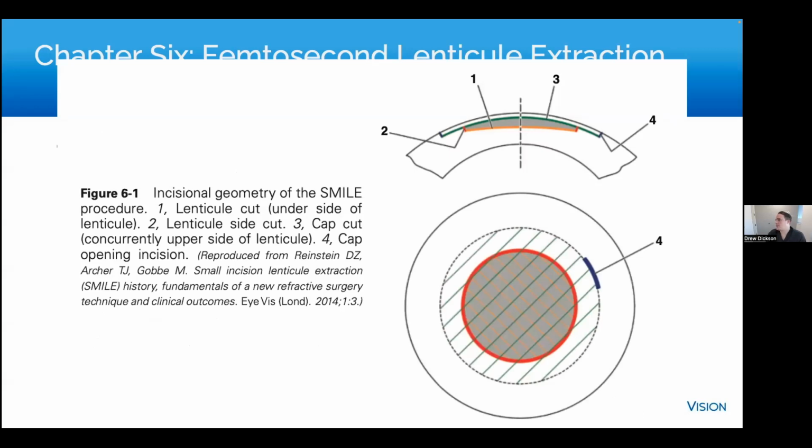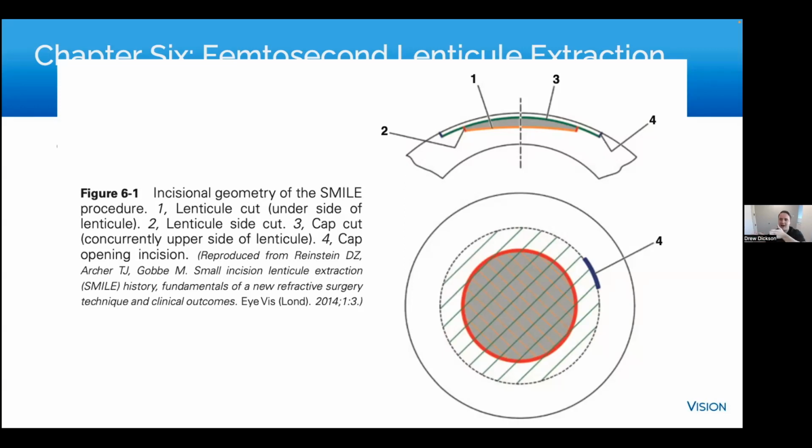With SMILE, this is how the femtosecond laser makes these cuts. So it does these cuts in different stages. The first side is what we would call the lenticule cut. So this is the posterior edge of that lenticule. And this is the refractive cut. So this is where it's actually curved depending on the patient's prescription and shaped to their correction.